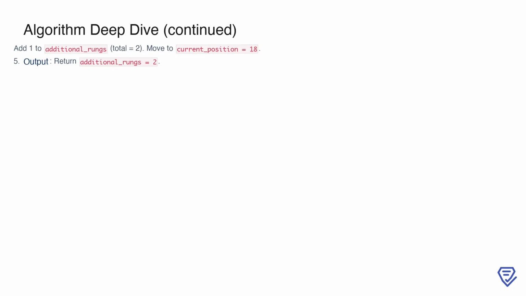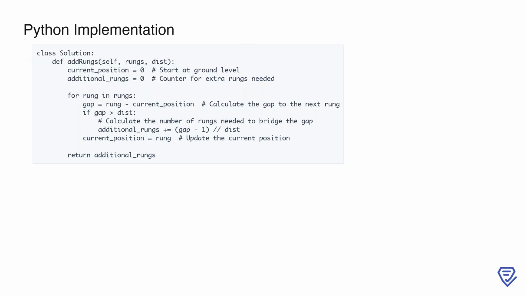result. This means 2 additional rungs are needed to make the ladder climbable given the specified constraints. By breaking the problem into manageable steps and focusing on the climber's reach, this algorithm efficiently determines the minimum modifications required to ensure a safe ascent. This solution solves the LeetCode problem number 1936, Add Minimum Number of Rungs, by iterating through the ladder's rungs and ensuring the climber can reach each rung within the maximum allowed distance, dist.